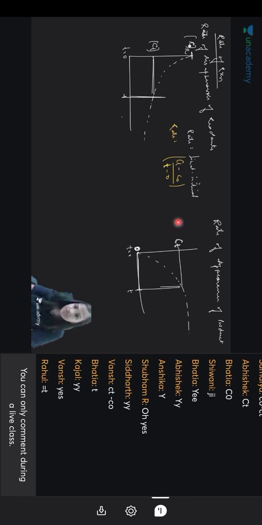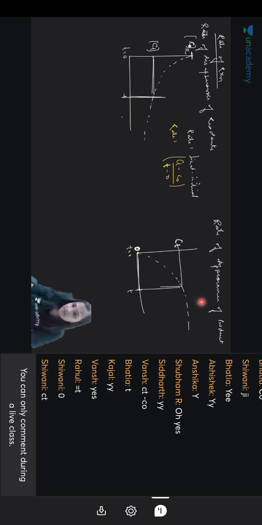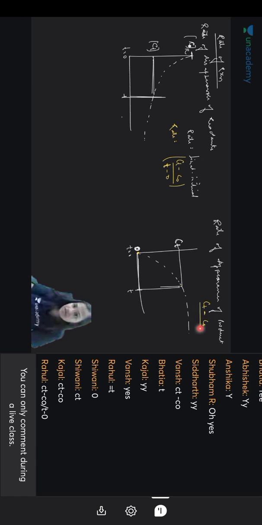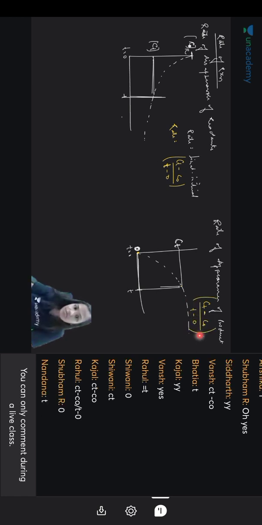This is your rate. Okay, here what is happening? Here the initial concentration was C naught and then later the concentration is Ct, divided by the time. So what is the time initially? What is the time right now? T. Initially it was 0. So this is also the change in concentration per unit change in time, right? This is what we are doing. That is Ct minus C naught over T minus 0.